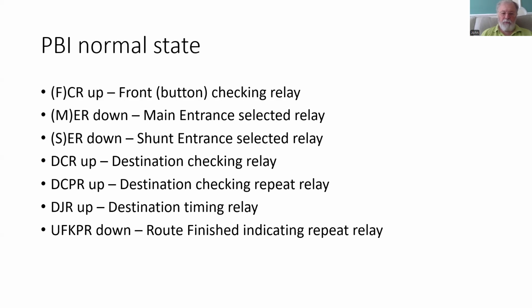And we also have the route finished indicating repeat relay, or the UFKPR, a relay which is picked up once the route has finished setting. So we can see the normal positions of these relays. FCR is up, MER and SER are normally down, the DCR, DCPR, DJR are all normally up, and the UFKPR is down.